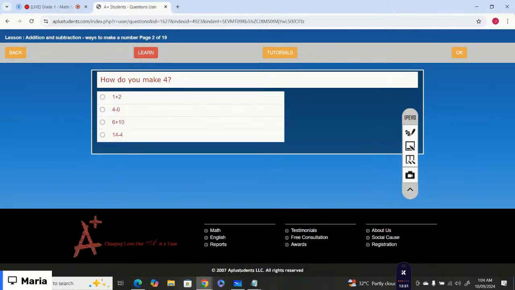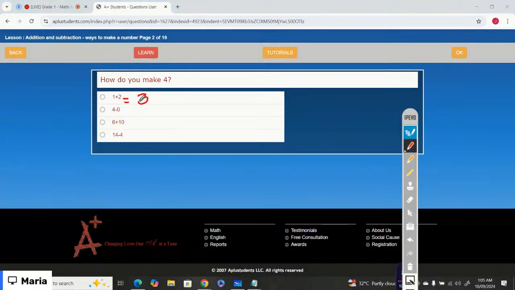The next one is how do you make 4, right? You are given 4 of the options. You need to select the one that makes 4, right? So let's just see which one makes 4. You have 1 plus 2, 1 plus 2 makes 3, 4 minus 0 makes 4, 10 plus 6 makes 16, and 14 take away 4 is 10.